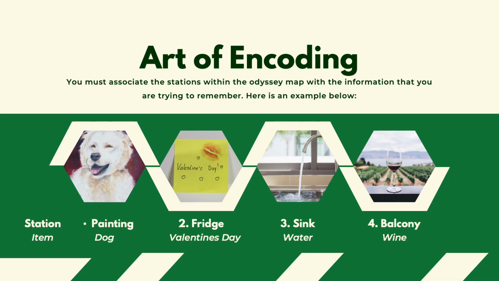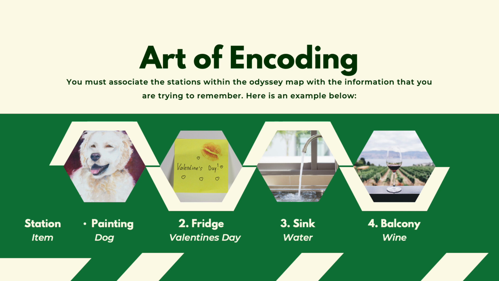When it comes to encoding, it's important that you integrate both the item and the station in such a way that you remember it vividly. The wilder your imagination, the better. In this instance, the first station, which is the painting, is now a painting of a dog. Now, when you're walking through your palace, you will remember seeing a dog on the painting.